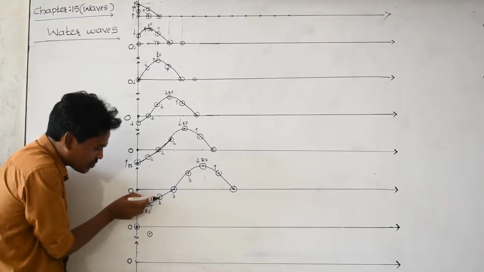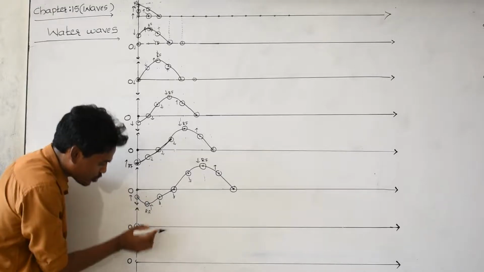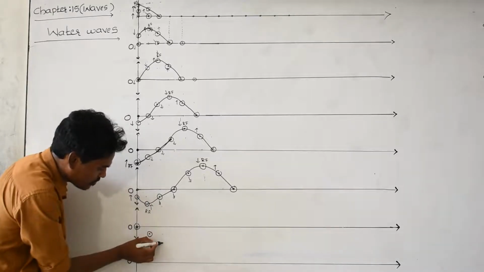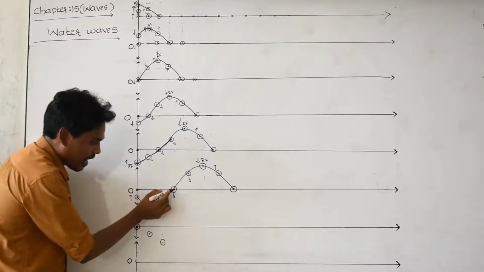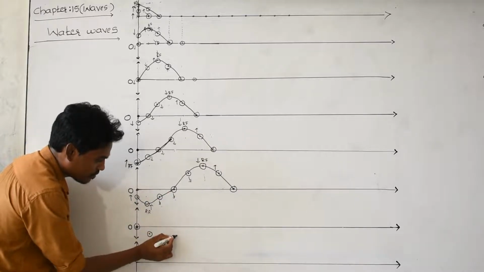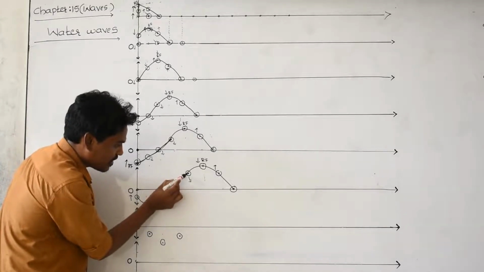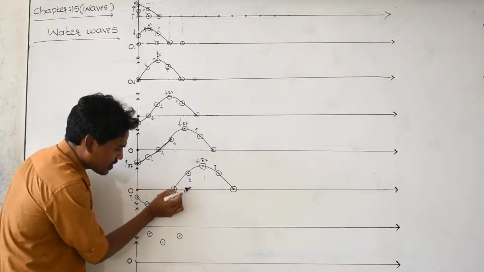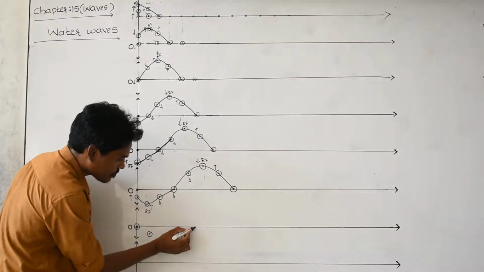And what is the direction of this particle? Downward. It is moving from this point to this point. And this point is moving from here to here. Yes, are you getting what I am saying? And this is moving in downward direction. It is reaching from this point to this point. Here to here I am showing, that is this point.